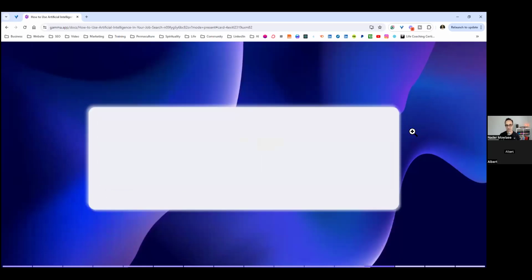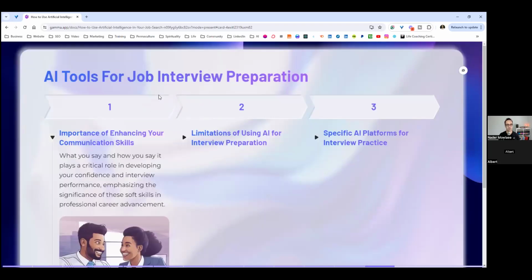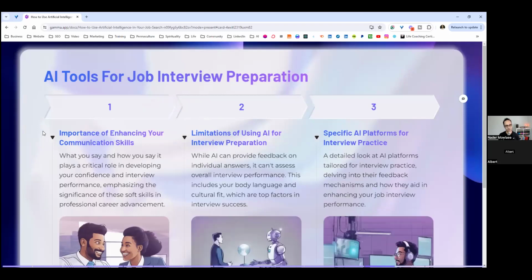And that takes me to the last part of the presentation, which is about interview preparation. Some foundations I want to set with you here should be pretty straightforward.